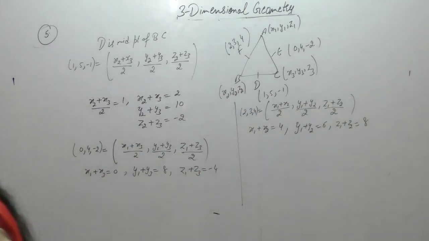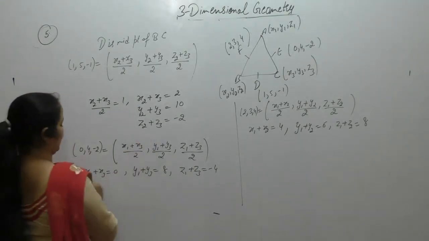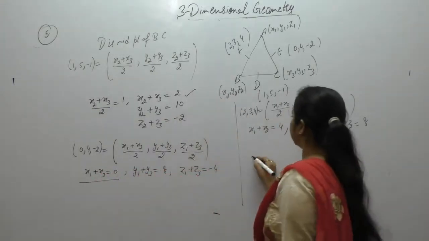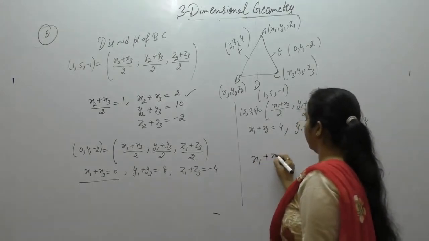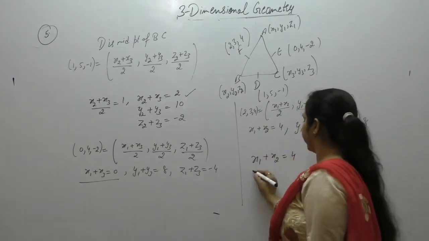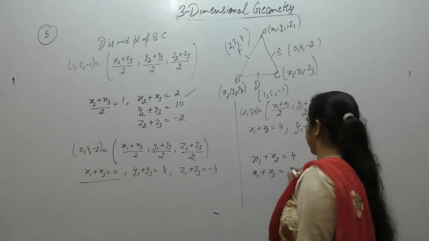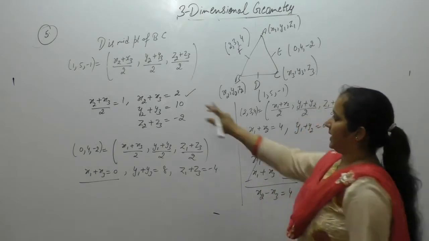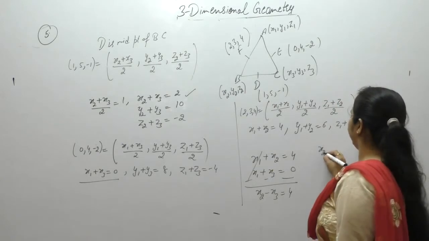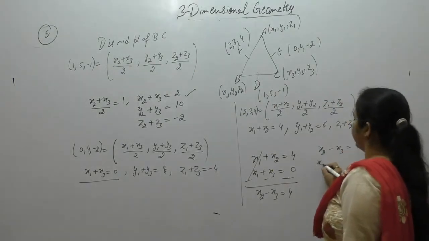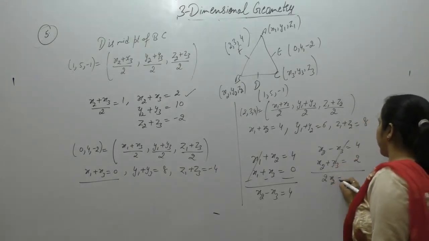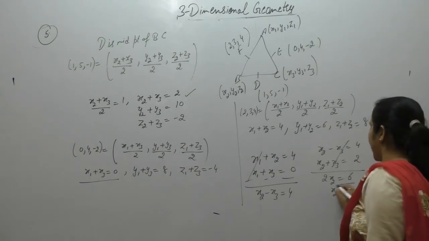Now we have to find the value of x1, y1, z1, x2, y2 and so on. Here x1 plus x3 is 0 and x2 plus x3. Solve this equation. x1 plus x2 is 4, x1 plus x3 is 0. Subtracting, x1 will get cancelled, and we get x2 minus x3 is 4. x2 और x3 में एक हमारे पास ये भी इक्वेशन है. x2 minus x3 is 4, x2 plus x3 is 2. Now x3 will get cancelled. 2x2 is 4 plus 2, that is 6. So we get x2 as 3.